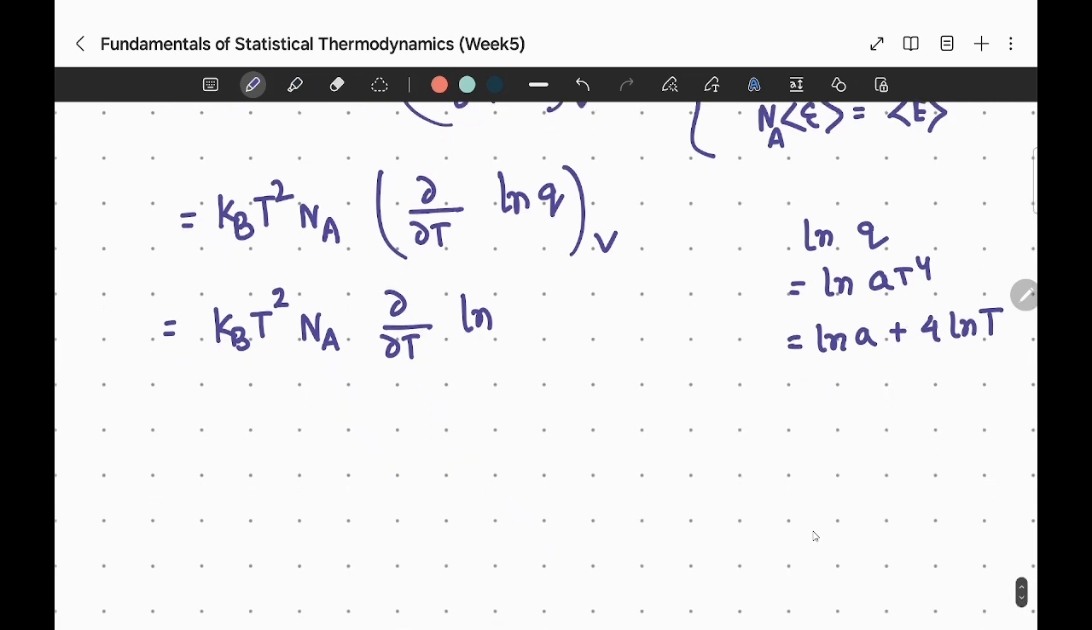Okay. So it's clear that first one is constant. When you take the derivative, it will be 0. It's constant. So only that 4 ln q will be there.